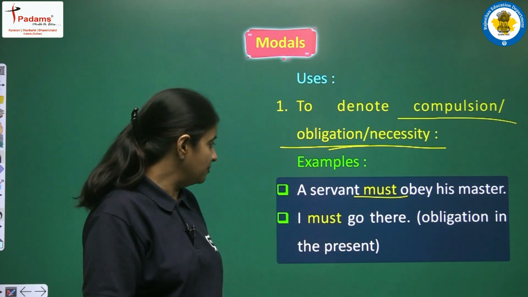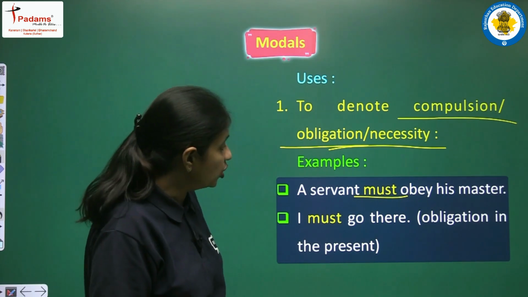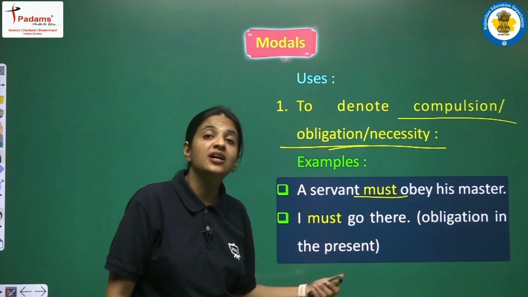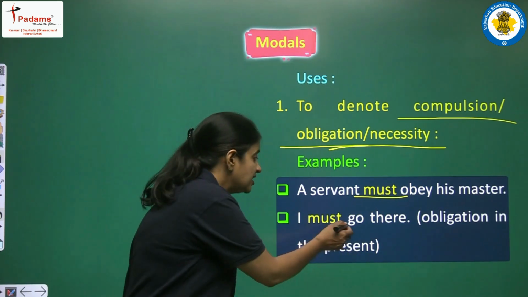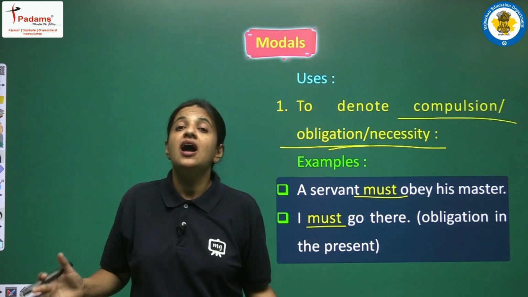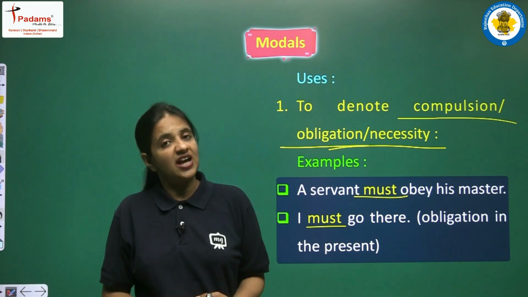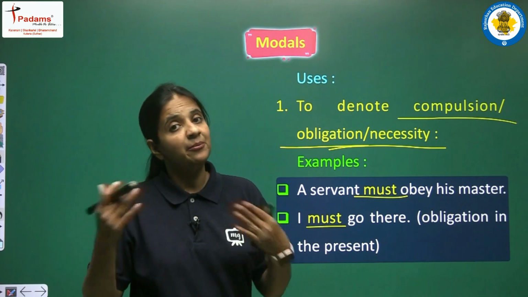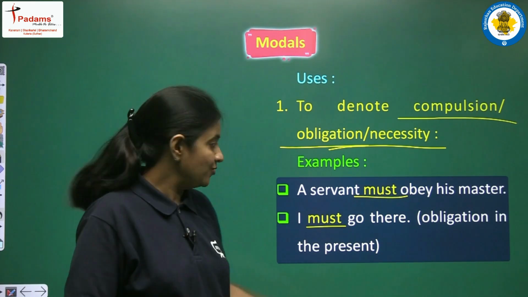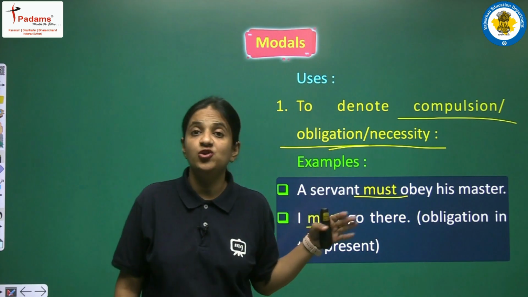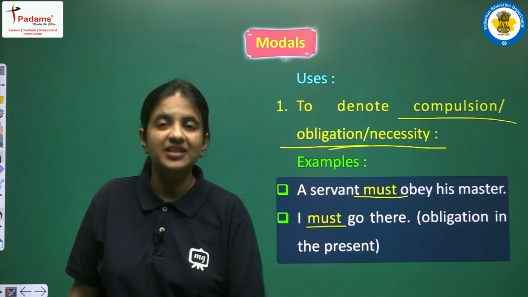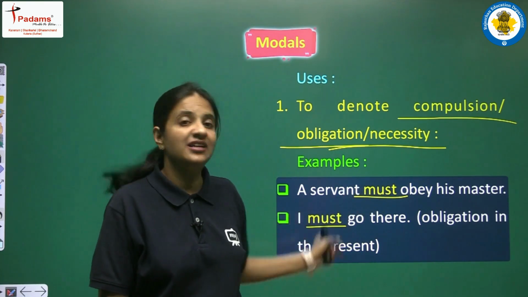Okay, next example is I must go there, and in this sentence also we are showing obligation, and that too in the present time. So it means that I am having no other option, I have to go there, चाहे कुछ भी हो जाए, no other option is there left with me, I must go there. So such kind of sentence, whenever we are trying to indicate compulsion, or we can say obligation or necessity of something, then yes, we have to use must in a sentence.